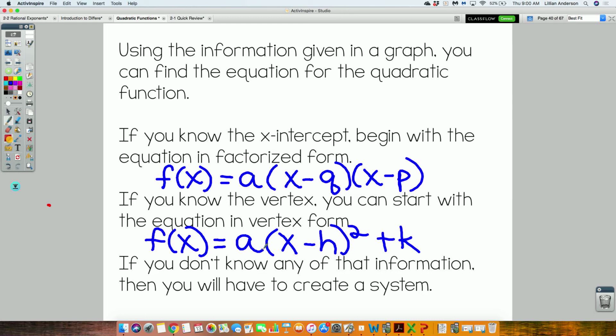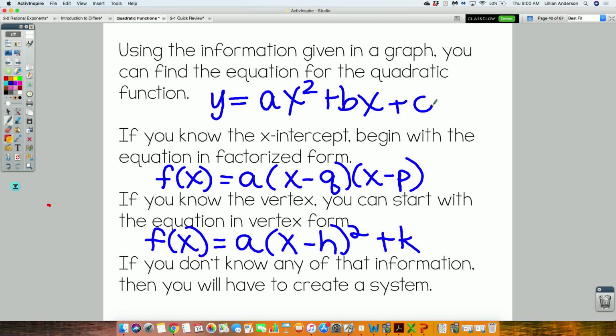And then last but not least, if you do not know any of the information, x-intercept or vertex, then you're going to have to create a system of equations. How do you solve a system of equations? Substitution or elimination. Do not forget that standard form for a quadratic is ax squared plus bx plus c. That will help you when it comes to the actual writing of the system.